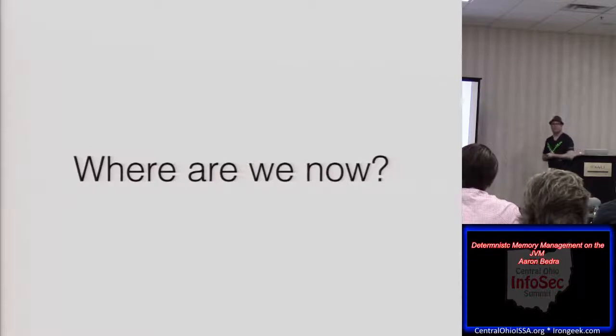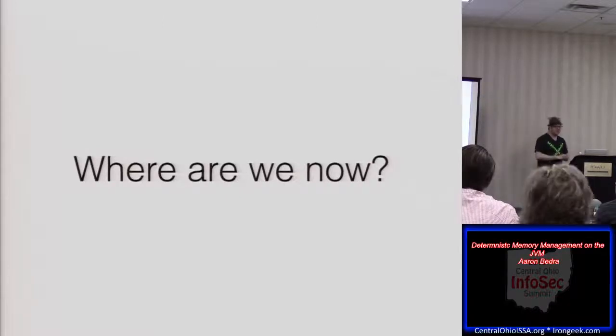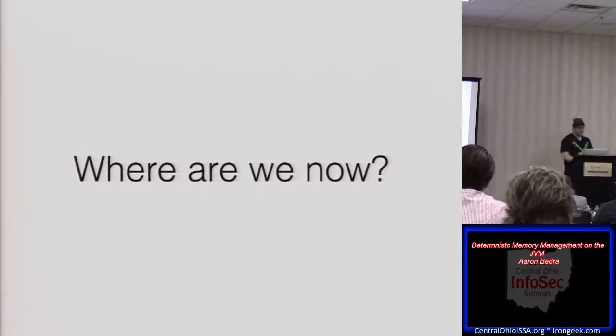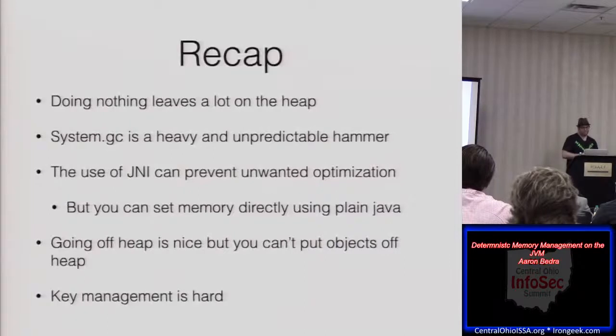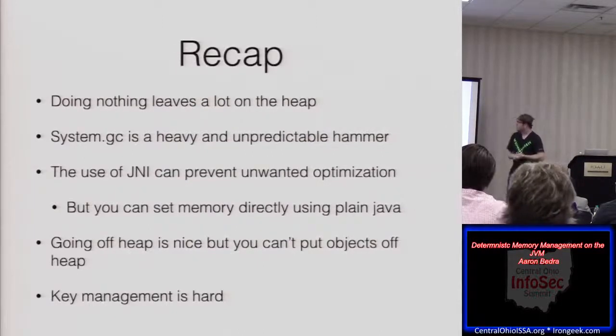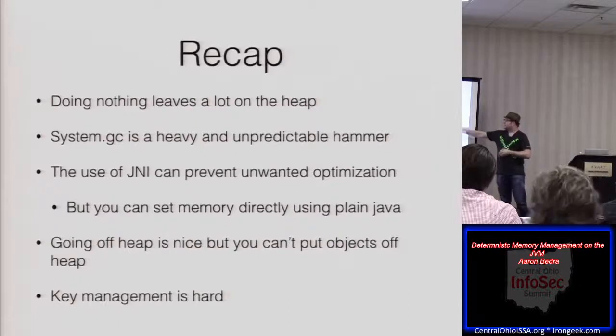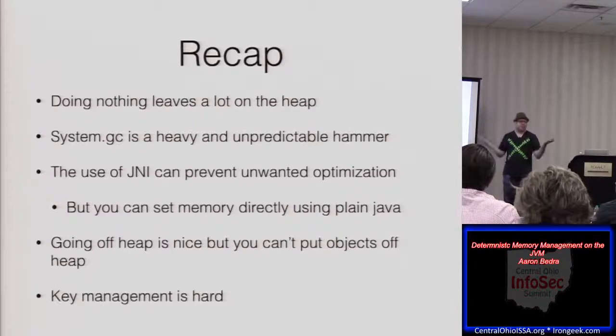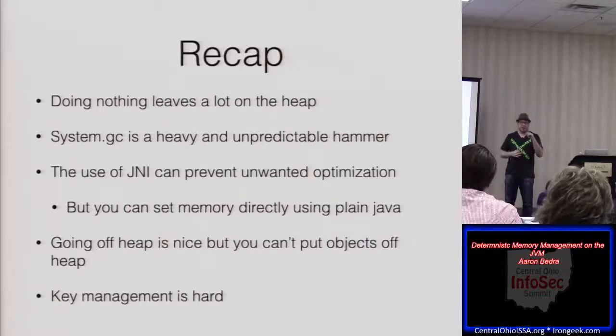So let's take a quick minute and talk about where we're at. We want to encrypt things. We really want to encrypt things. We can do nothing. We could just write our code, recommend it, and go. We just see what happens there. We leave a lot on the heap there. Calling System.gc is heavy and unpredictable. We actually don't know what's going to really work, and it's going to cause a lot of performance issues.